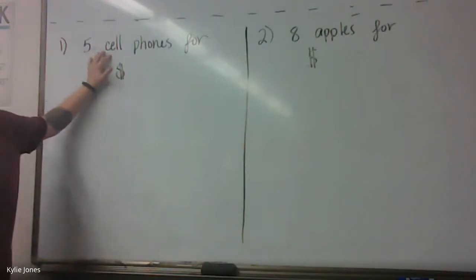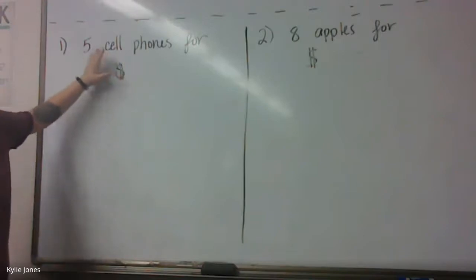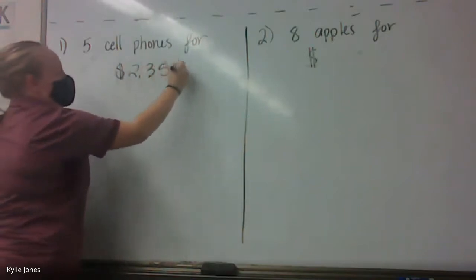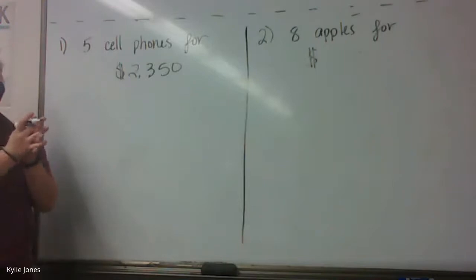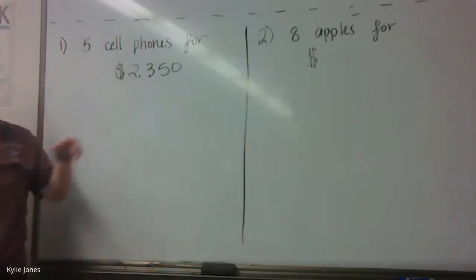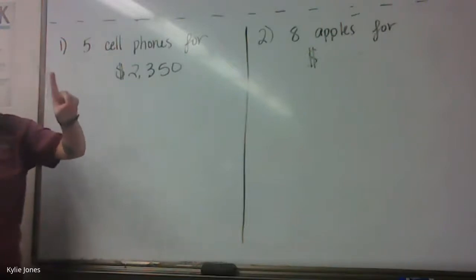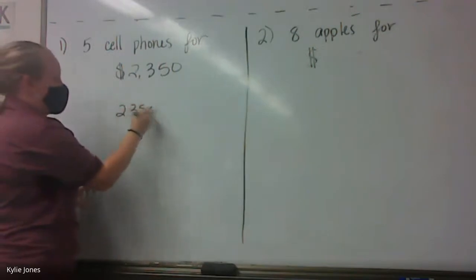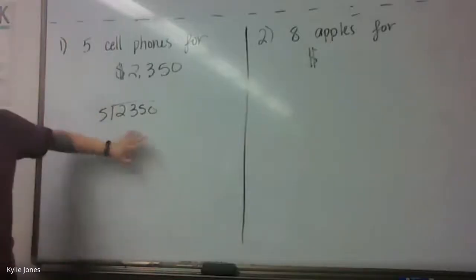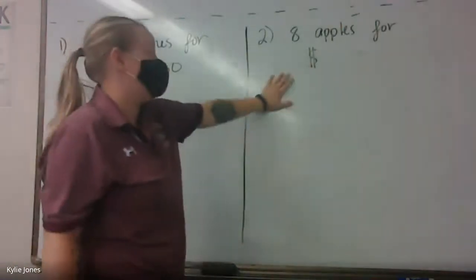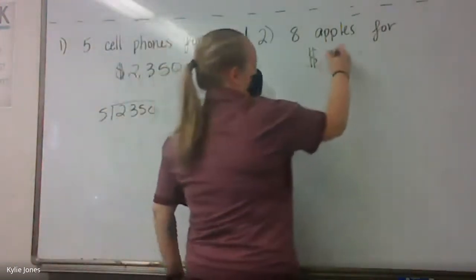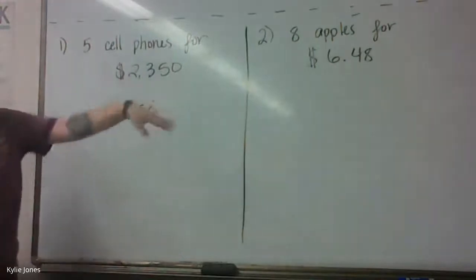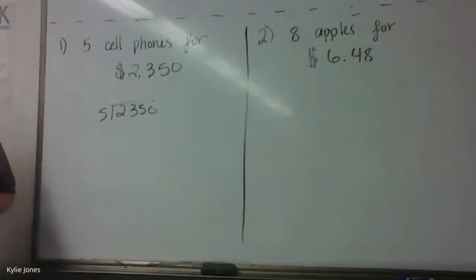So let's say you're going to go buy 5 cell phones because you're rich. Let's say that all 5 of them altogether cost $2,350. You need to figure out how much one cell phone costs. How do you do that? Divide. You're going to divide 2,350 divided by 5, and that will give you the price. So there's that one, and then I want you to do number 2 on your own. Let's say you buy 8 apples for $6.48. Okay, so work on these 2 problems. Well, 3 or 4 minutes.